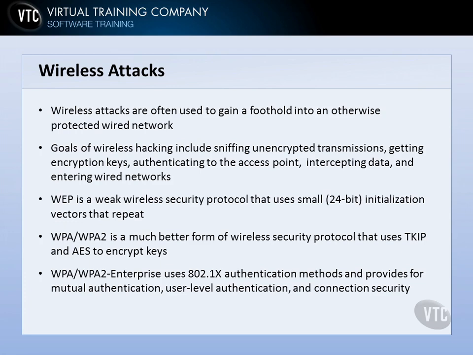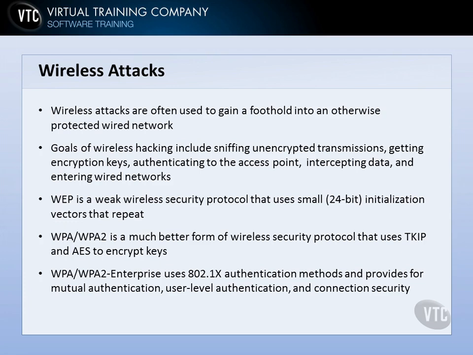So we have a stronger protocol out there, WPA and WPA2, and it's much better in terms of wireless security because it uses more advanced protocols, TKIP and AES, to encrypt keys and to periodically change the keys out. The problem with WPA and WPA2 is it relies on the strength of the key itself, how complex the key is and how long it is. And as we'll see when we crack WPA here in a few moments, that is really the big weakness of WPA and WPA2: a weak key.